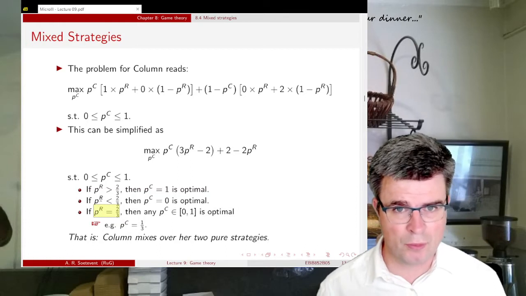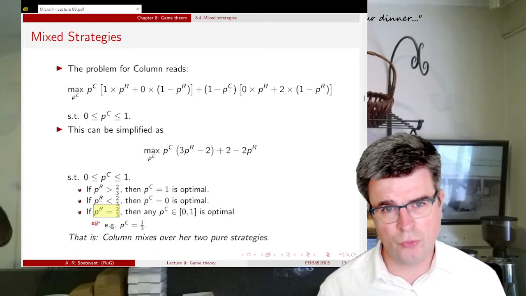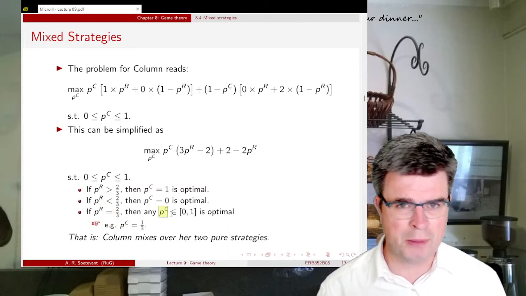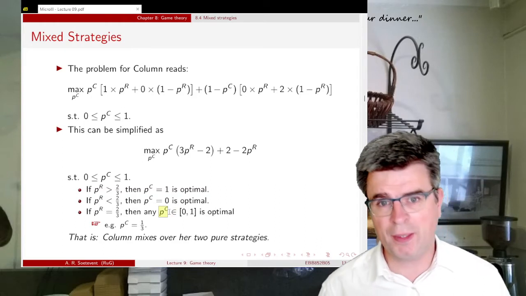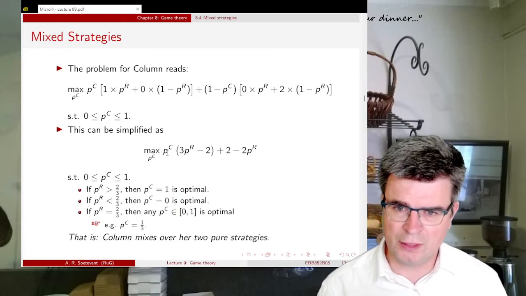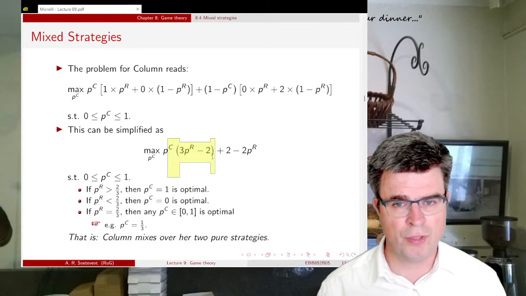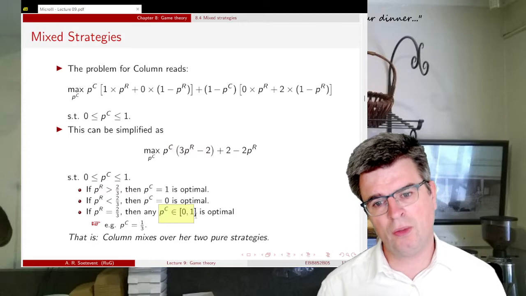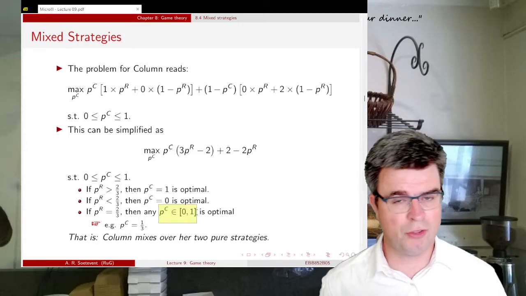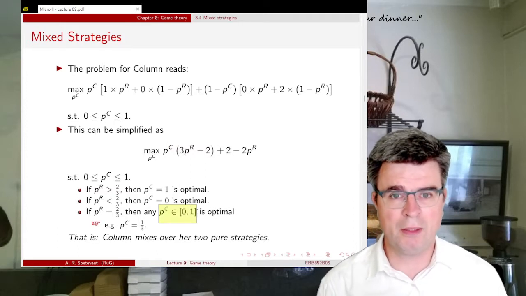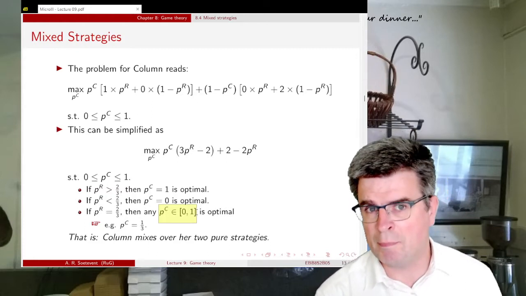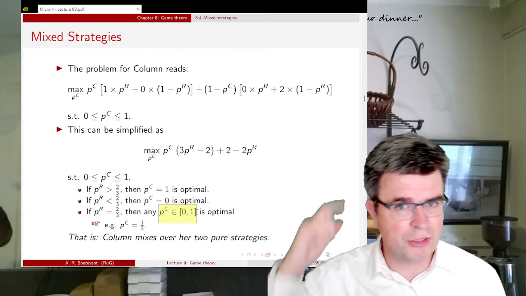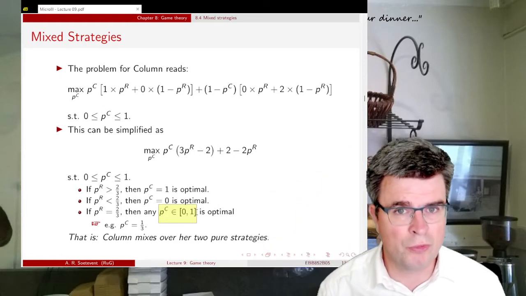So when the row player chooses Italy with probability 2/3 and Sweden with probability 1/3, then any choice of PC is optimal for the column player. It doesn't matter because this first term has vanished. In that situation all probabilities PC give the same expected payoff. So one of the specific values that she could choose is the value 1/3.